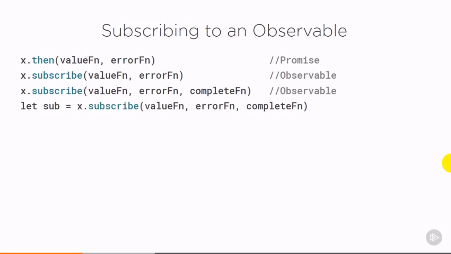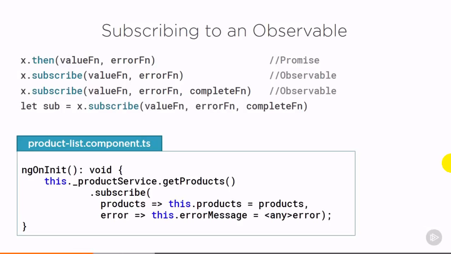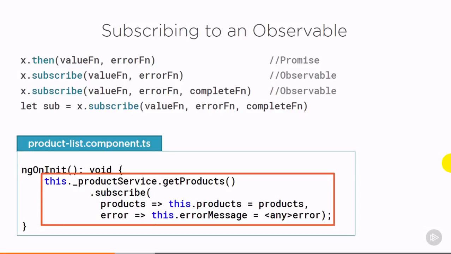We could use that subscription to call unsubscribe and cancel the subscription if needed. Now that our product data service is returning an observable, any class that needs product data, such as our product list component, can call our service and subscribe to the returned observable like this. As we stated earlier, observables are lazy. An observable doesn't start emitting values until subscribe is called.